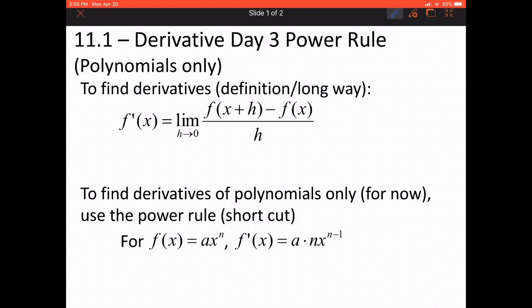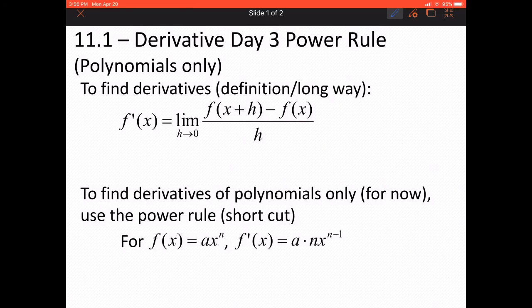In this third video for derivatives, we're going to look at what's called the power rule. We're only going to apply it to polynomials for now. When you take calculus, you'll learn about the power rule and how it applies to different types of functions. But we'll stick to polynomials only.